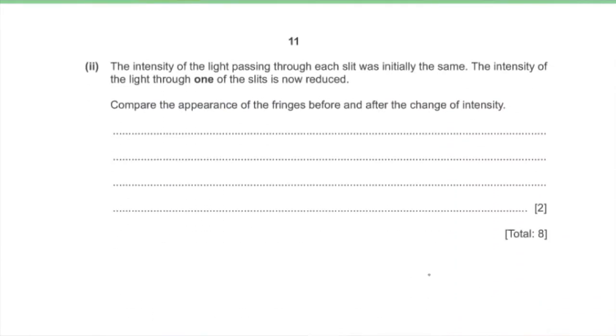Part 2, the intensity of the light passing through each slit was initially the same. The intensity of the light through one of the slits is now reduced. Compare the appearance of the fringes before and after the change of intensity. So intensity has a relationship with only amplitude, so there is going to be no change in any kind of appearance of the fringes, like there is going to be no change in fringe separation.